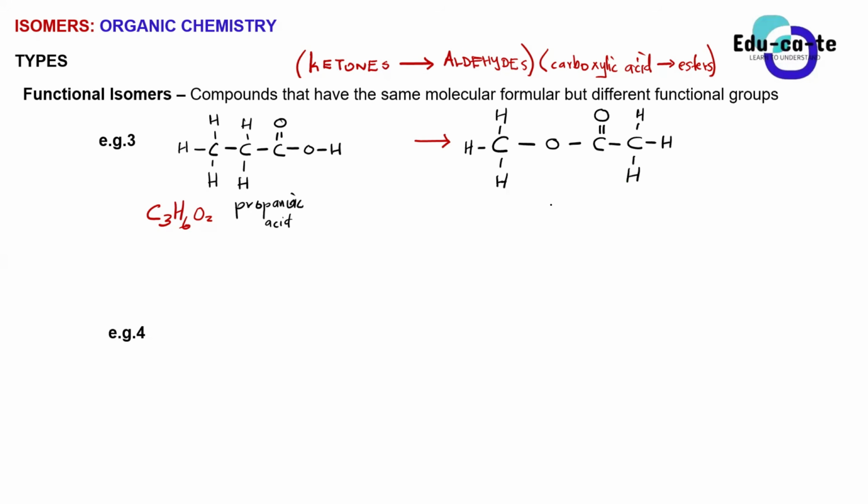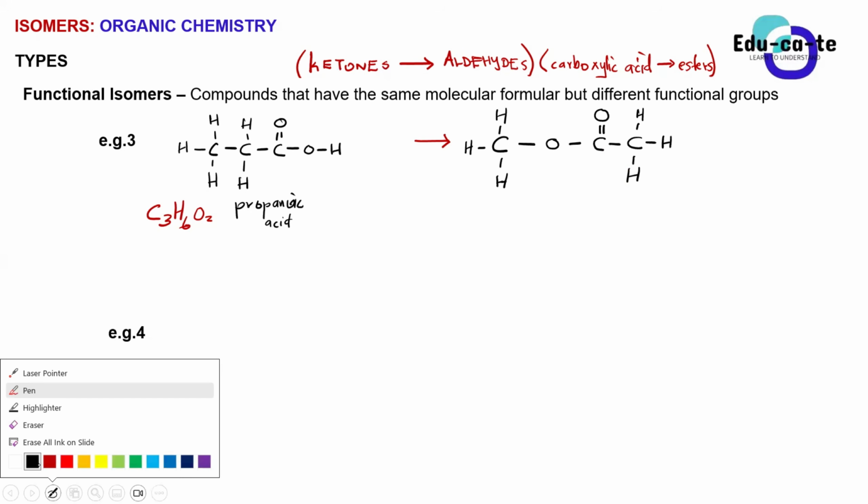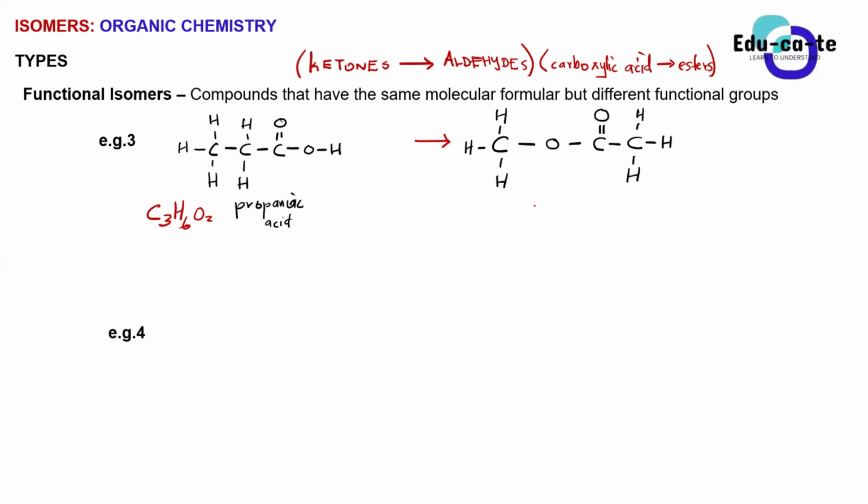Do you guys all see that this is an ester, still having 3 carbons in total, 6 hydrogens and 2 oxygens? Do you guys see that? Yes, sir. Okay. So this is methyl ethanoate.